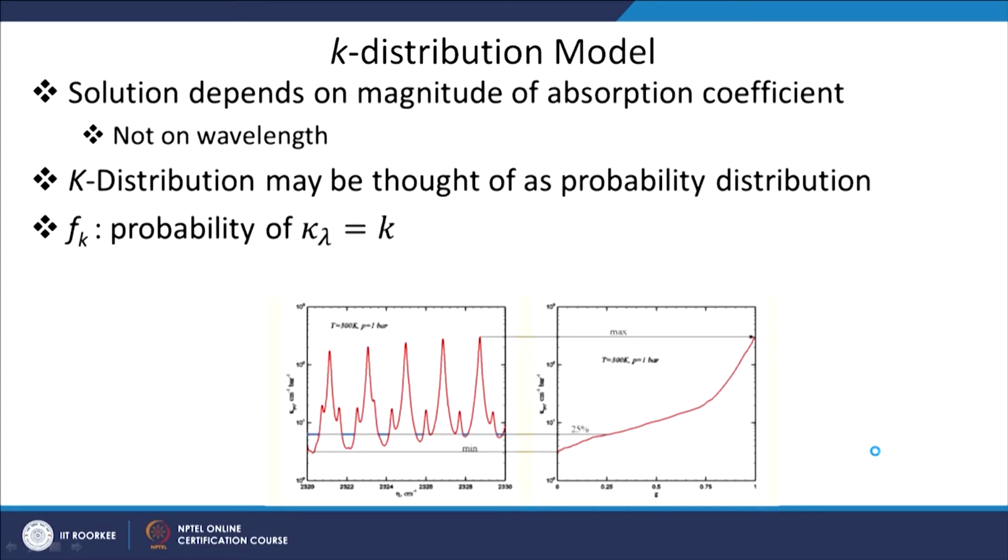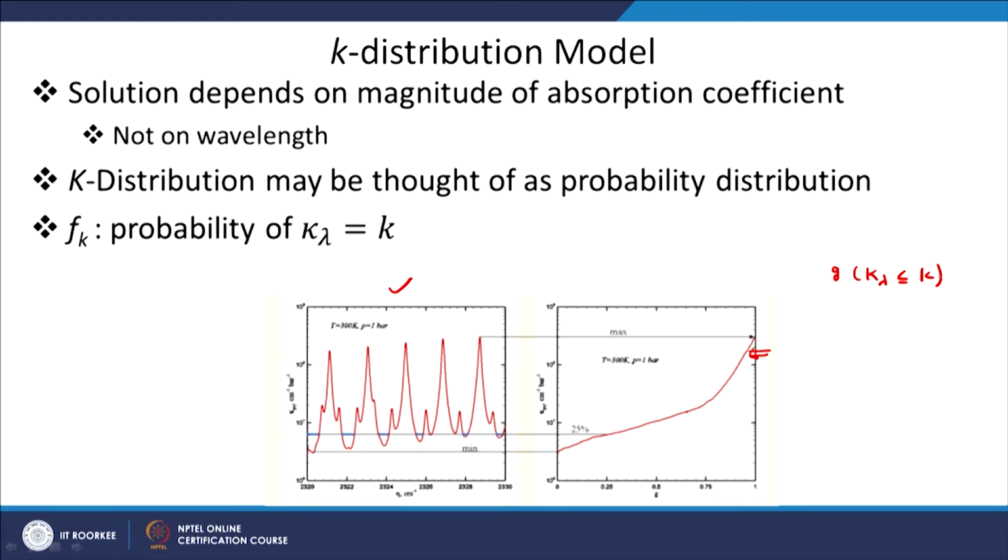So, again to summarize this, we started with a spectrum. This is the spectrum which varies erratically over wavelength space. We have mapped this spectrum into K distribution, which is a cumulative function. Each point on this spectrum basically gives you the probability of kappa lambda less than or equal to k. So, Fk is the probability function, while G is the cumulative probability function. So, G gives you the probability of kappa lambda less than or equal to k, that is the cumulative probability or cumulative function.